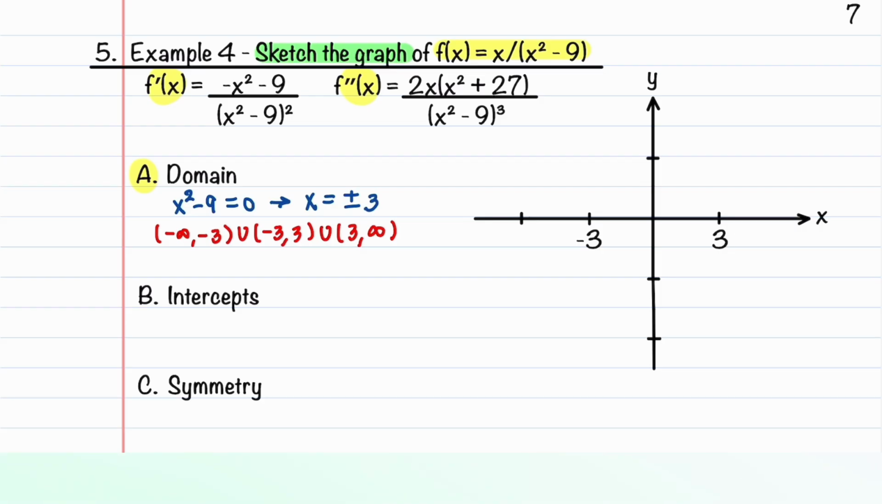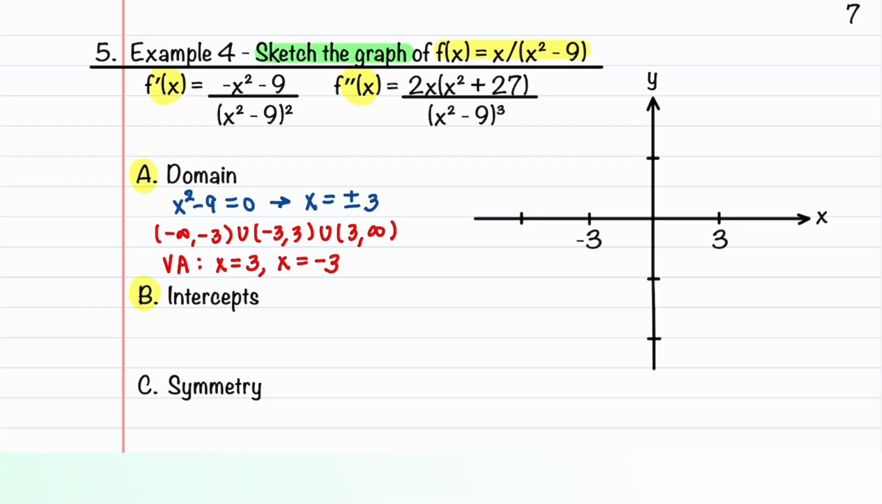And then let's also go ahead and write down that we are going to have a vertical asymptote at the points that are not in our domain. And that is where x is equal to 3 and x is equal to minus 3.